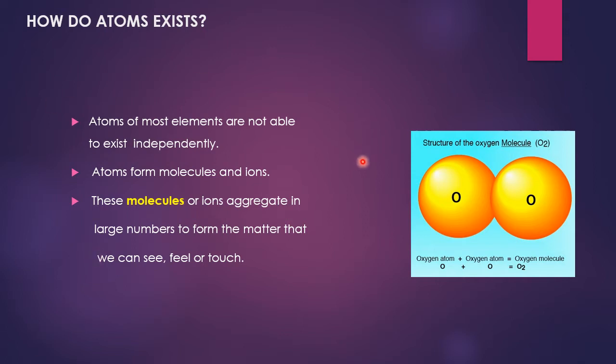This is the example of molecule of oxygen. Here you can see this is the atom of oxygen. Another atom of oxygen, when two atoms of oxygen combine together, molecule of oxygen is formed. This is the molecule of element. That is why both the atoms are same. If there is a molecule of any compound, the atoms may be different. So this was atom that exists when it combined with another atom.